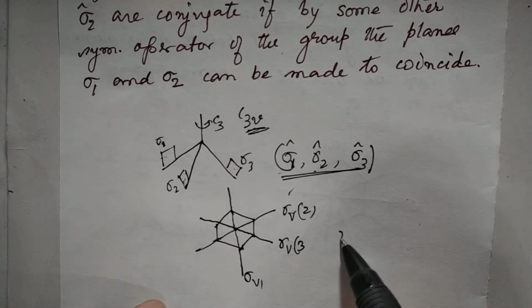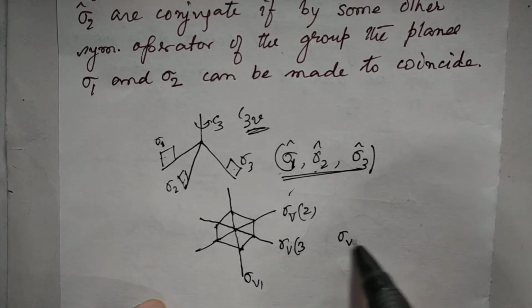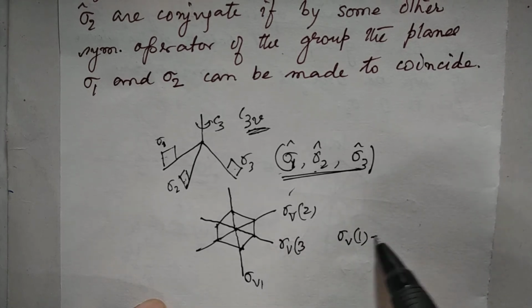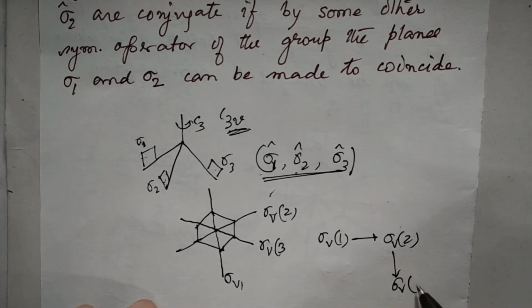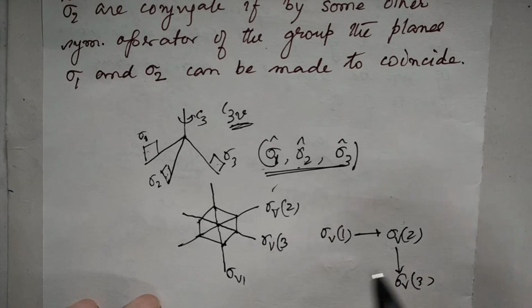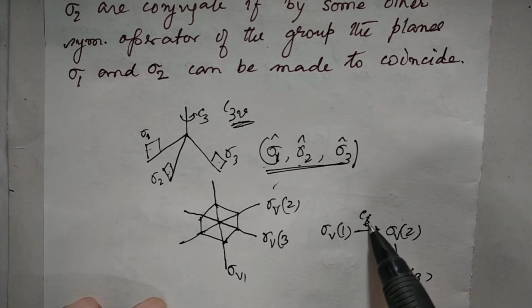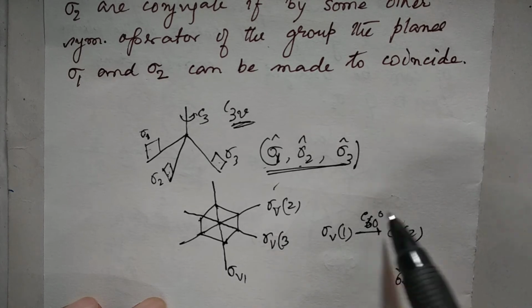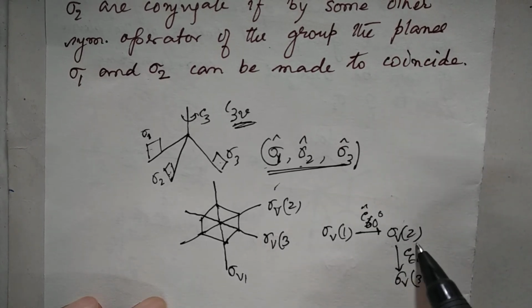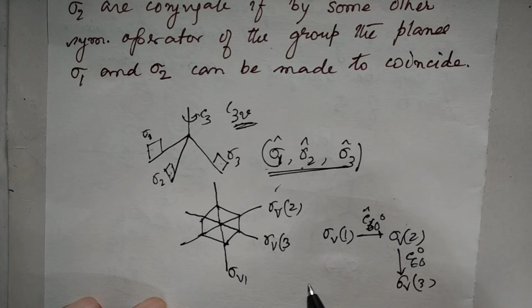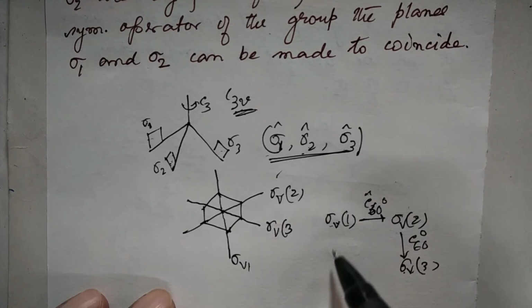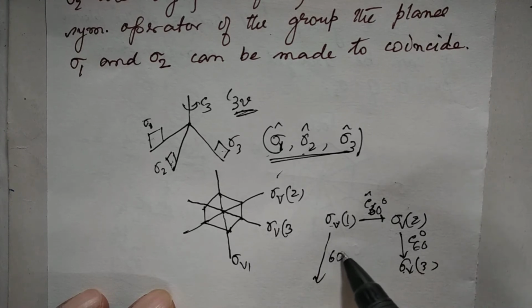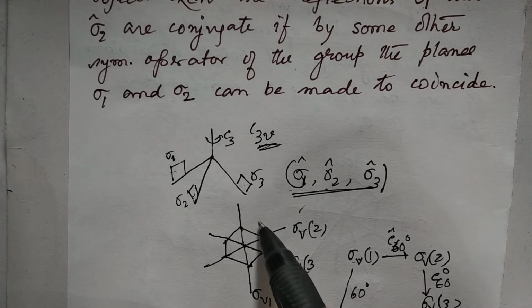By that rotation, sigma V1 plane can be brought to sigma V2, and this can be brought to sigma V3. The three planes can be brought to coincide by C6 rotations, 60 degree rotations. Therefore, these three reflection operations will be conjugate to one another. But by a 60 degree rotation, you cannot bring it to a plane like this.